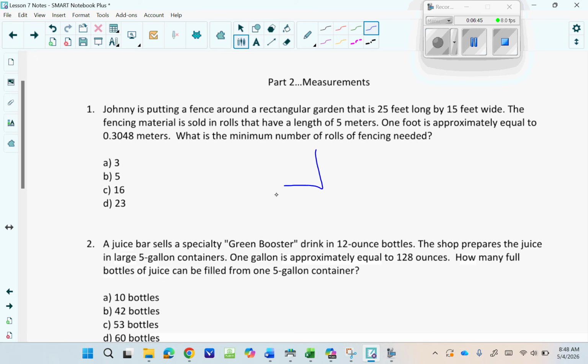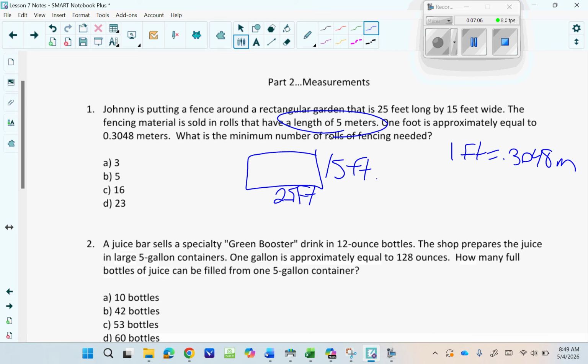So the first thing I would do is figure out, okay, we have 25 feet by 15 feet. And I know that 1 foot is equal to 0.3048 meters. Rolls are sold in lengths of 5 meters. So I think what I want to do is change this to meters.